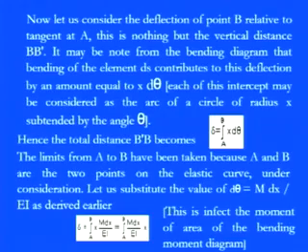Now let us consider the deflection at point B relative to the tangent at A. So here we simply put the tangent at point B with respect to A.